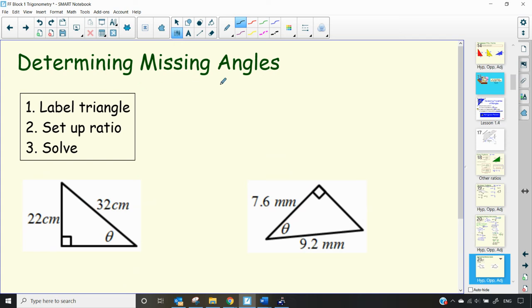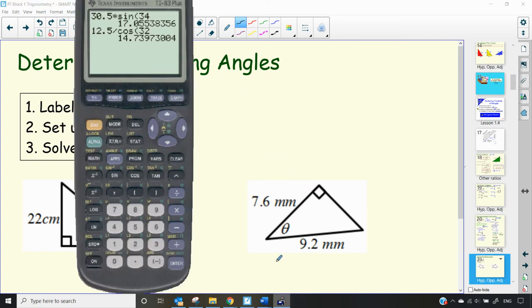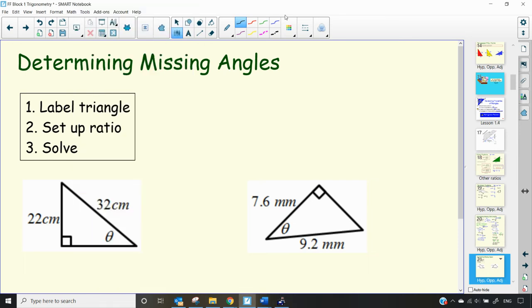Now, what we haven't looked at yet is what if we have a missing angle. If you've looked on your calculator right above sine, cosine, and tangent, we have a sine -1, a cos -1, and a tan -1. And those are what we use when we're solving for an angle.